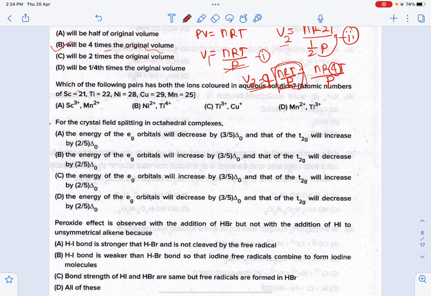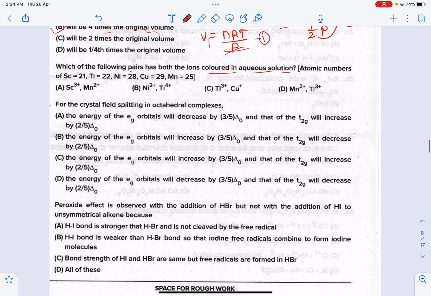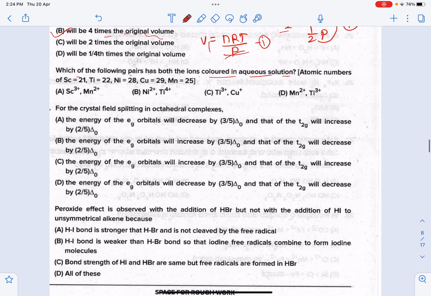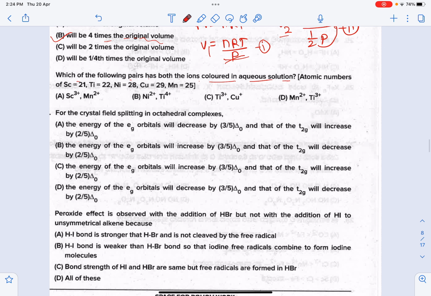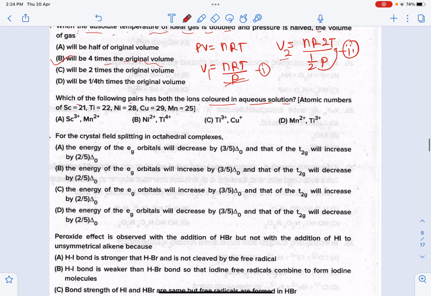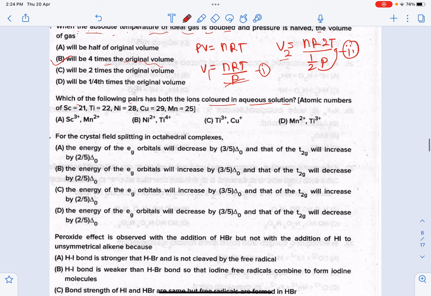Next question: which of the following pairs has both the ions colored in aqueous solution? Atomic numbers are given. When you write the electronic configuration, you will find that the correct option will be option D. Magnesium and titanium ions will show colored solution because they have unpaired electrons. When you write their electronic configuration, you will find that they have unpaired electrons in it.